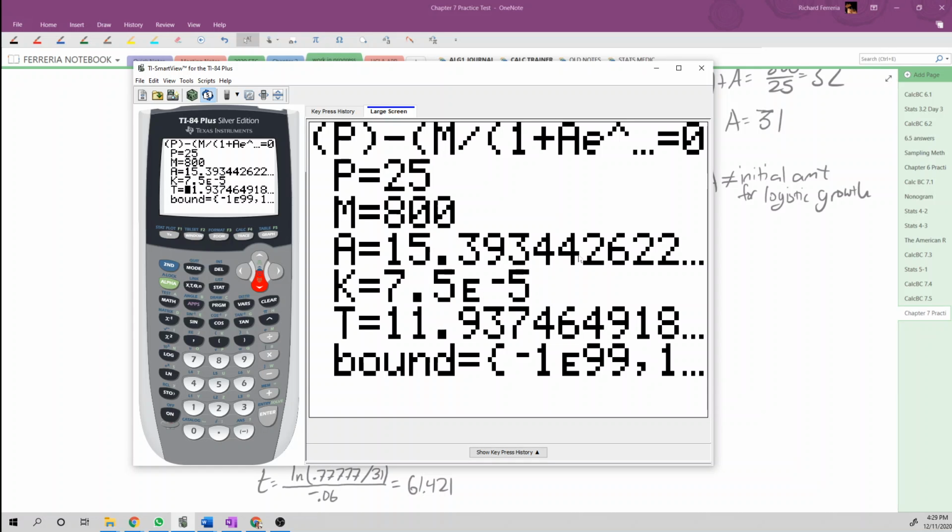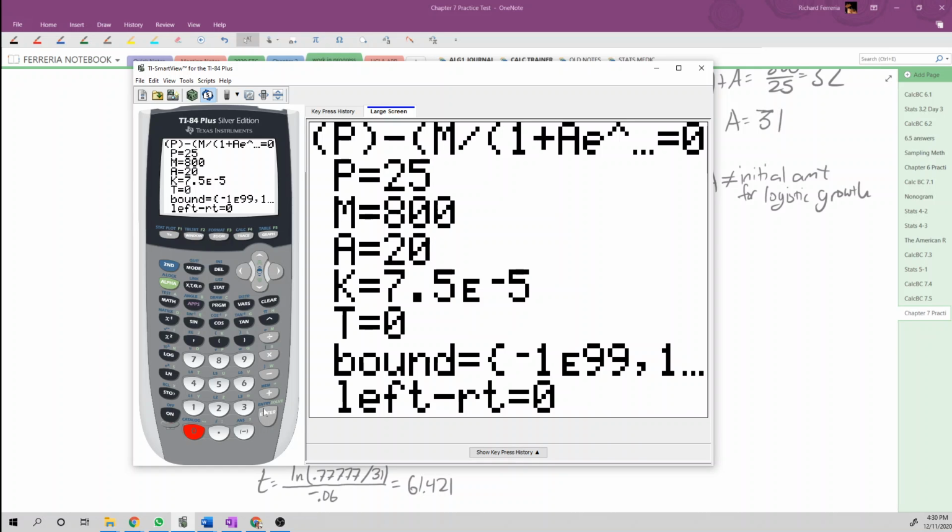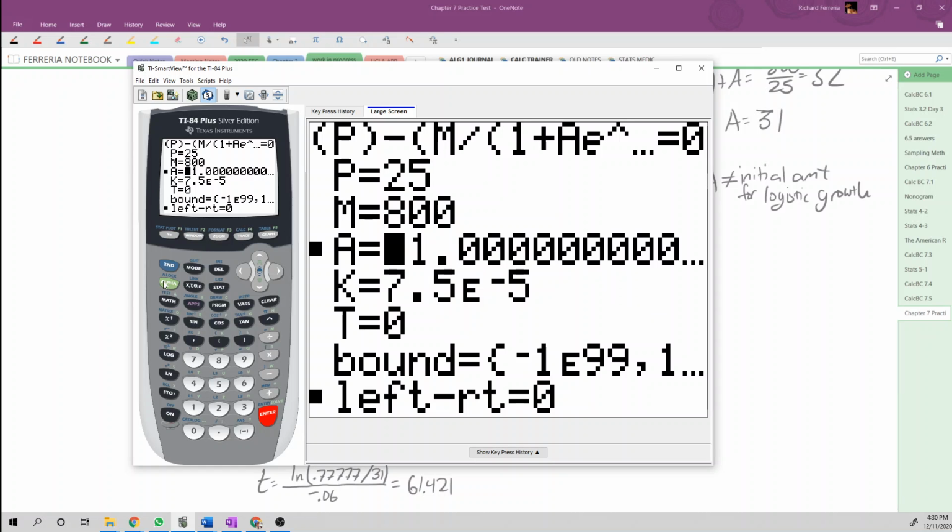Now, there were 25 mountain lions at t equals 0. So I want to solve for 800. So I'll just go alpha, enter, and that should give me something wrong. Oh, silly me. I cursored over to the wrong place. That should be 800 there. When you're solving for A, it's good to have a number to start with, and I always start with a positive number. A is almost definitely going to be positive. So let's start with 20, and we'll do alpha enter. And there we go. Our A is 31, just like we predicted.